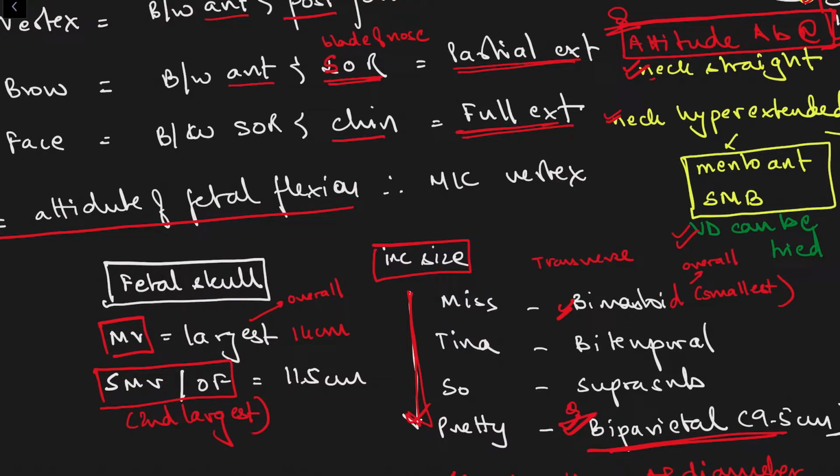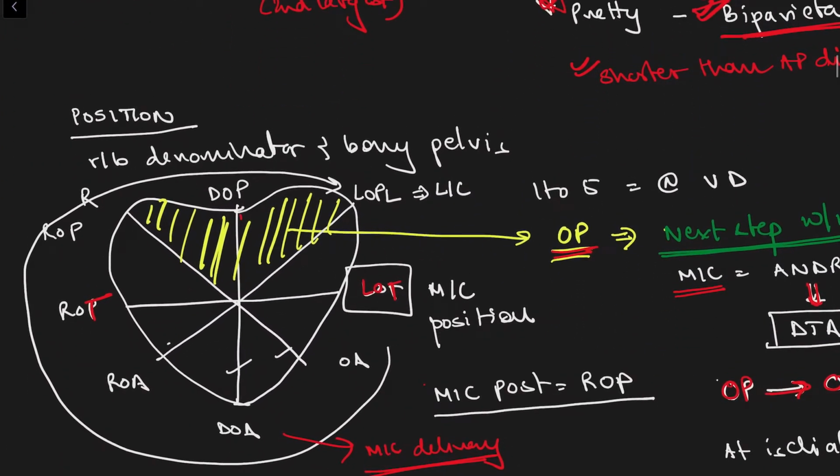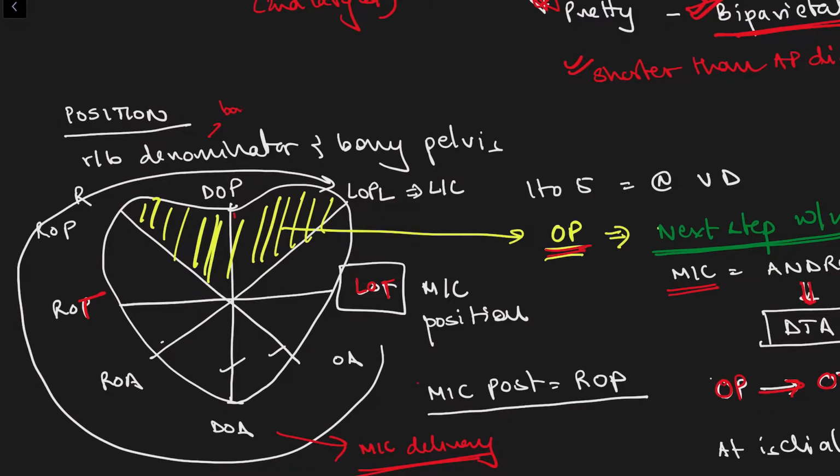Now let us talk about position. It is the relation between the denominator, which is the bony part that is presenting, and the bony pelvis. So the pelvis is divided into 8 quadrants. The most common position is left occipitotransverse. Then we move in a clockwise manner, which is the left occipito-anterior, direct occipito-anterior, right occipito-anterior, right occipitotransverse, right occipito-posterior, direct occipito-posterior, and left occipito-posterior, which is the least common.